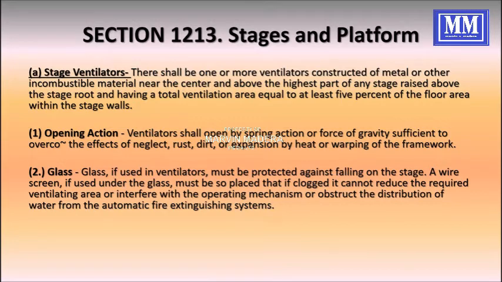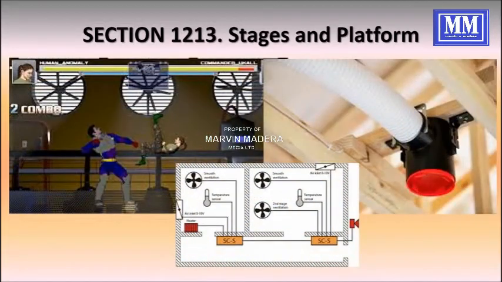Glass, if used in ventilators, must be protected against falling into the stage. A wire screen, if used under the glass, must be so placed that it cannot reduce the required ventilating area, interfere with the operating mechanism, or obstruct the distribution of water from the automatic fire sprinkler or fire extinguishing system. So we have here a sample of a ventilation system for stages.